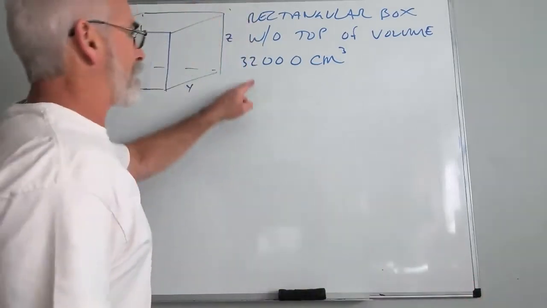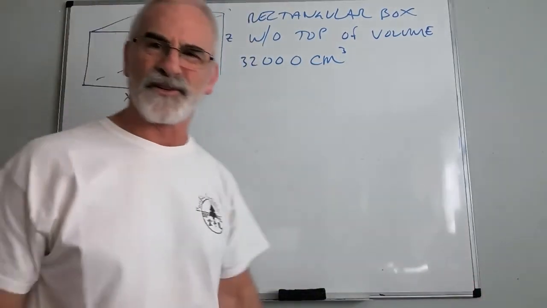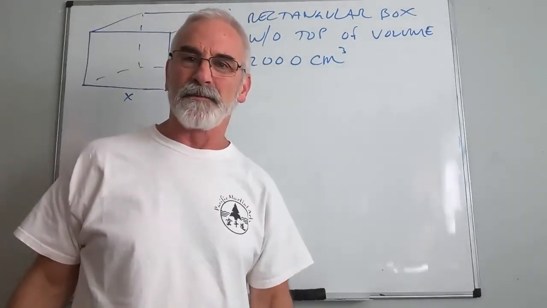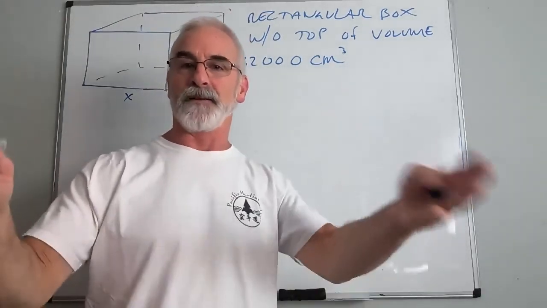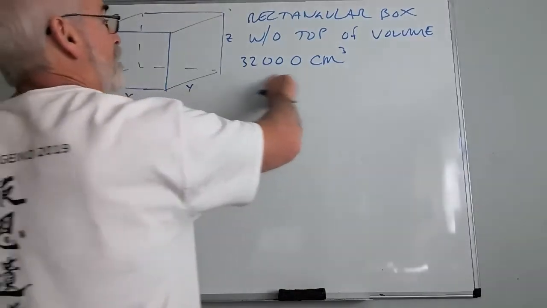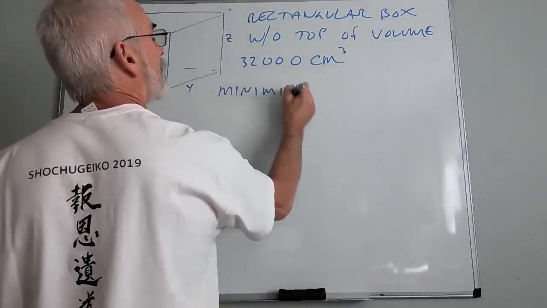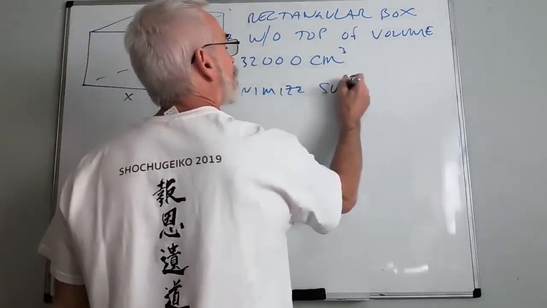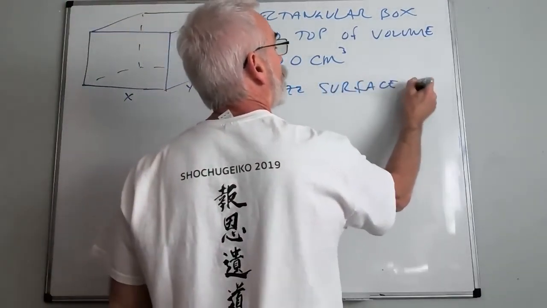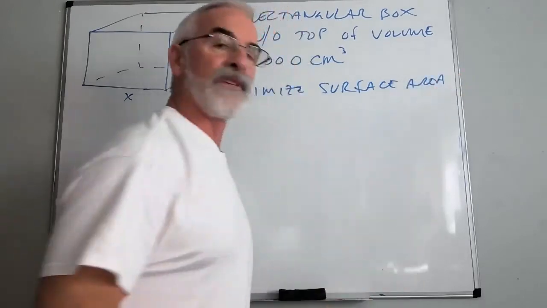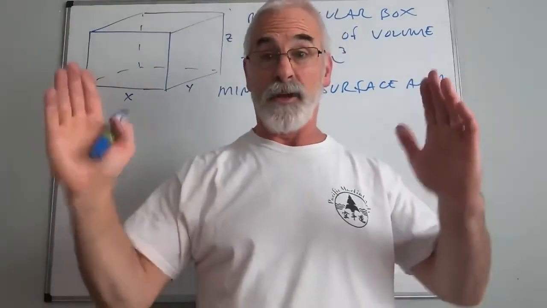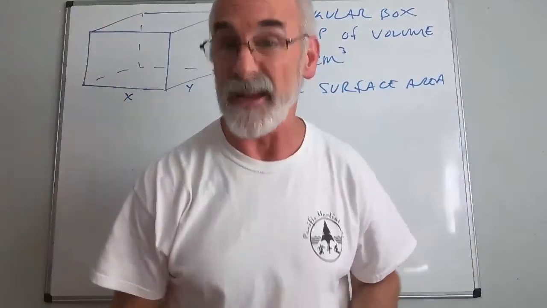So 32,000 cubic centimeters is actually a really small box. Because remember, you're taking side times side times side kind of thing. Okay. This is the volume. We want to minimize the surface area, because I said I want to use the least amount of material as possible. Well, the material that I'm making the box is area, not volume.